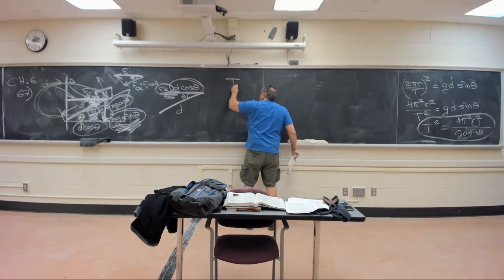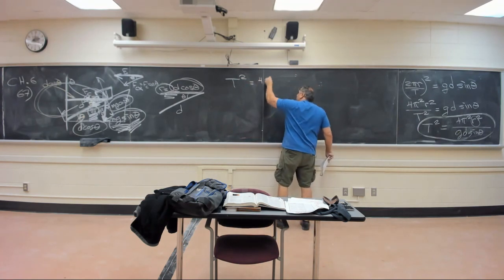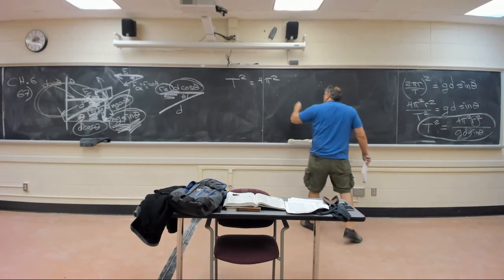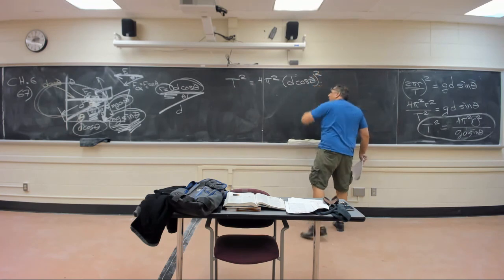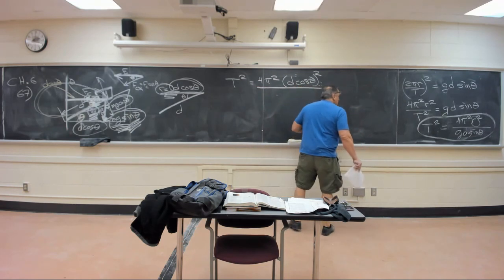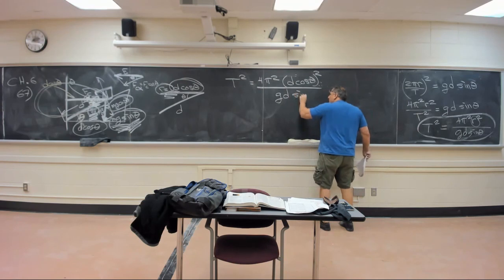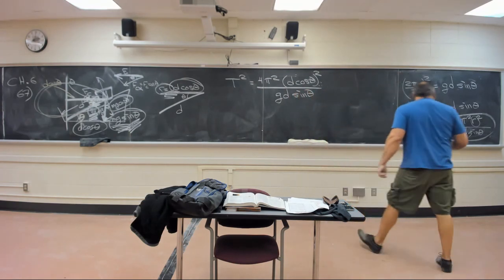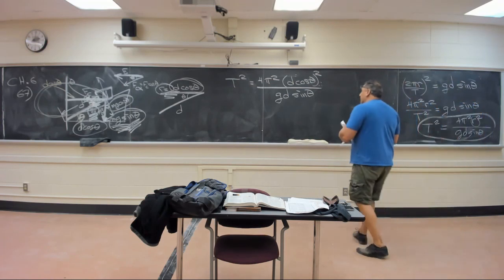We've got T squared equals 4 pi squared r squared. What's r squared? D cosine theta squared over GD sine theta. True enough. Let's just make sure I got it down right. Yeah, it looks good to me.